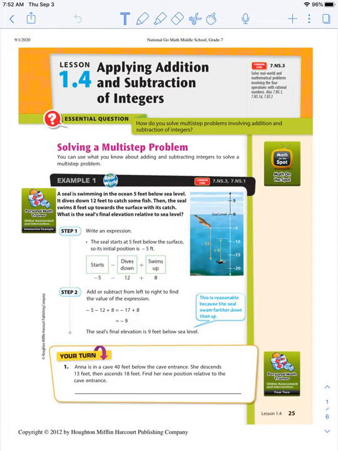Hello, 7th graders. In lesson 1.4, we're going to work on some real-world examples of adding and subtracting integers.